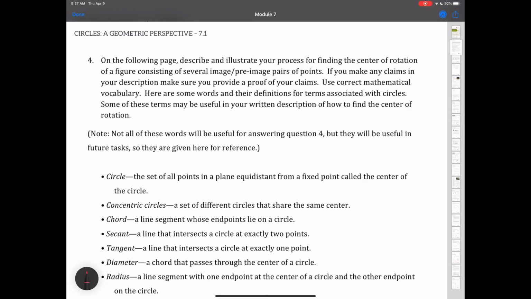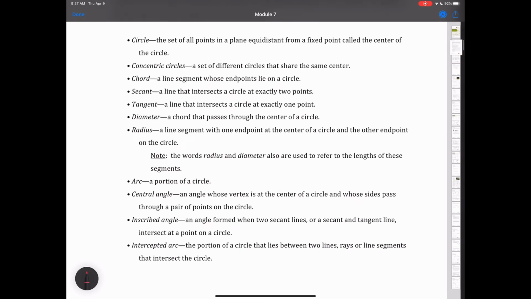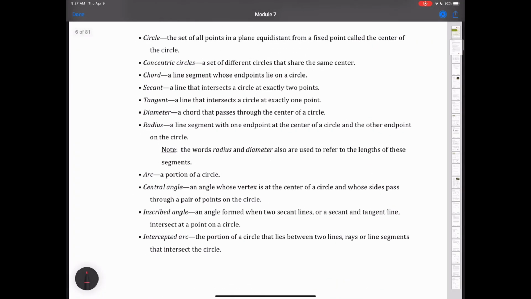Use correct mathematical vocabulary. That means not using slang, but we're going to say things like the midpoint rather than just saying the middle of the line. Or we're going to say the vertex rather than saying something else to refer to it, okay? Here are some words and their definitions for terms associated with circles. Some of these terms may be useful in your written description of how to find the center of rotation. Not all of them will be useful, but they'll be useful in future tasks. So here is a list of vocabulary words for you.